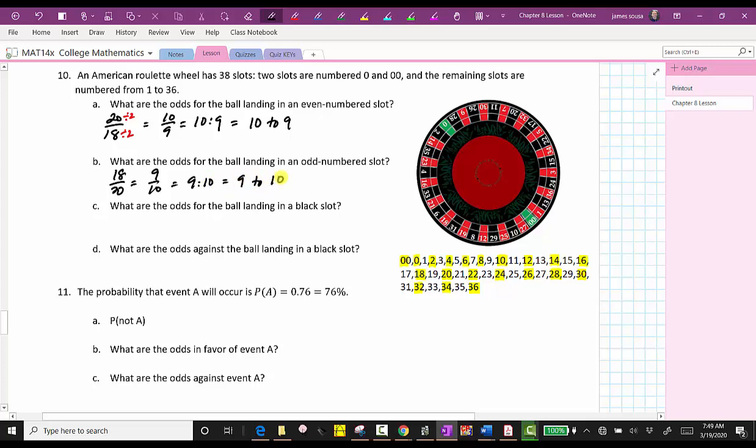For part C, what are the odds that the ball lands in a black slot? So looking at the roulette wheel again, half of the numbers from 1 through 36 are black and half are red, which means there are 18 black slots, and therefore there are 18 favorable outcomes, and there are 20 slots that are not black. There are 20 unfavorable outcomes. So the odds of landing on black are 18 to 20, which we already know simplifies to 9 to 10.